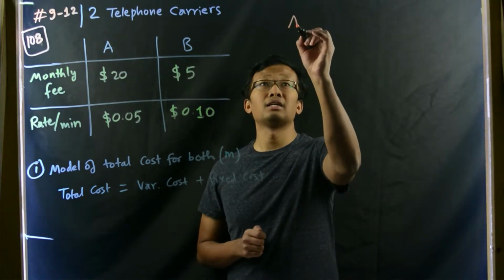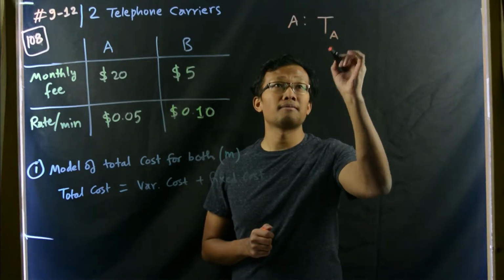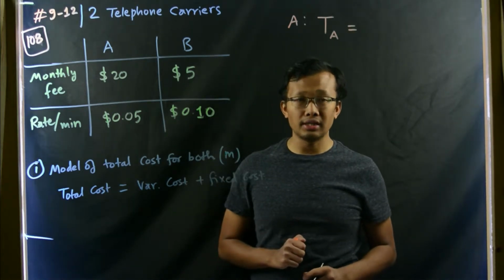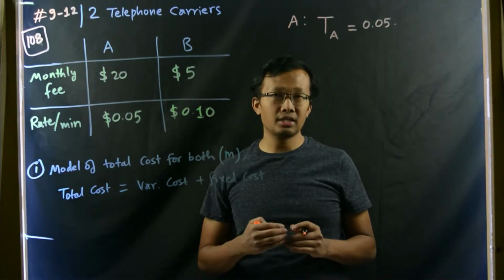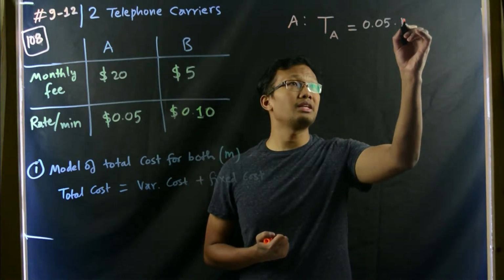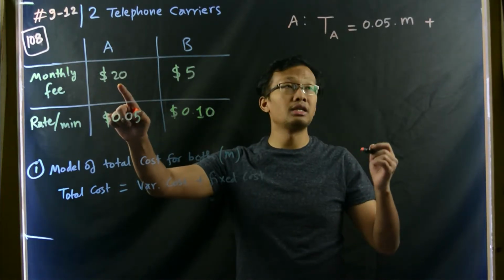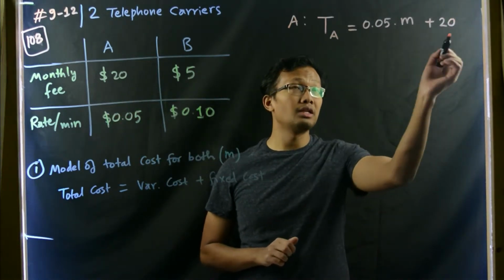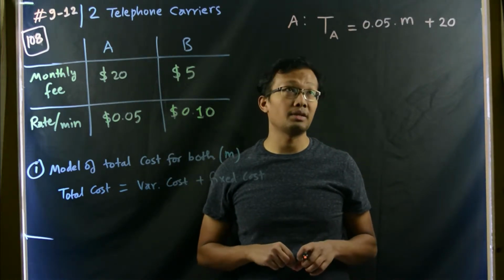So for company A, let us suppose the total cost to be TA. Total cost TA equals the variable cost, which is $0.05 times the total minutes of phone call that person used, which is simply M. That's the variable cost, and the fixed cost is simply, no matter what, that person should pay $20. So this is the linear model for company A.